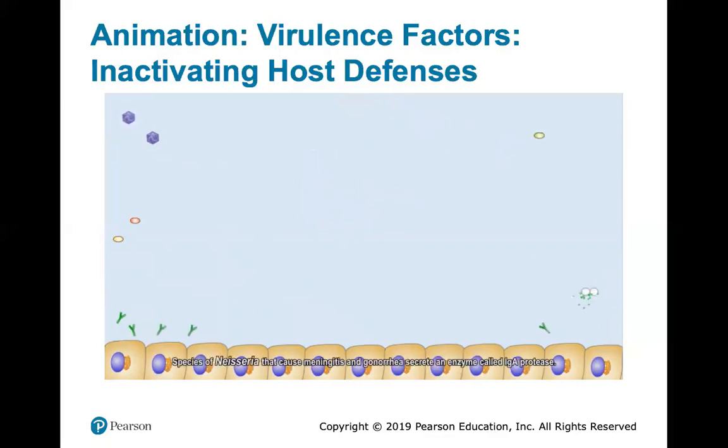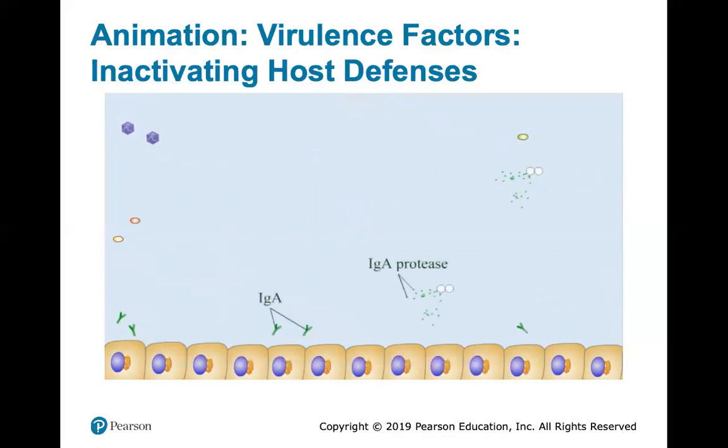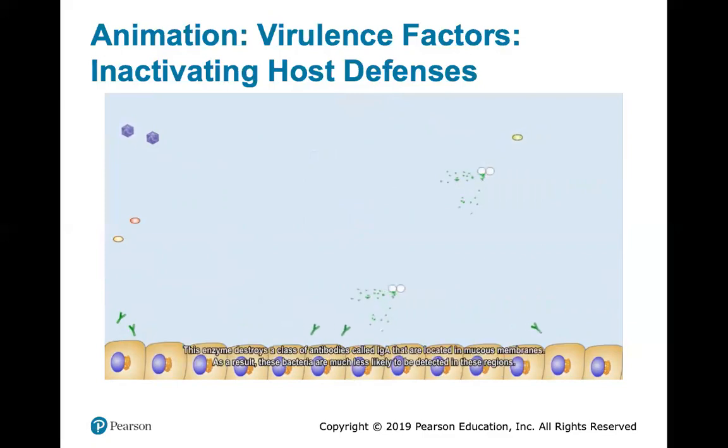Species of Neisseria that cause meningitis and gonorrhea secrete an enzyme called IgA protease. This enzyme destroys a class of antibodies called IgA that are located in mucous membranes. As a result, these bacteria are much less likely to be detected in these regions.